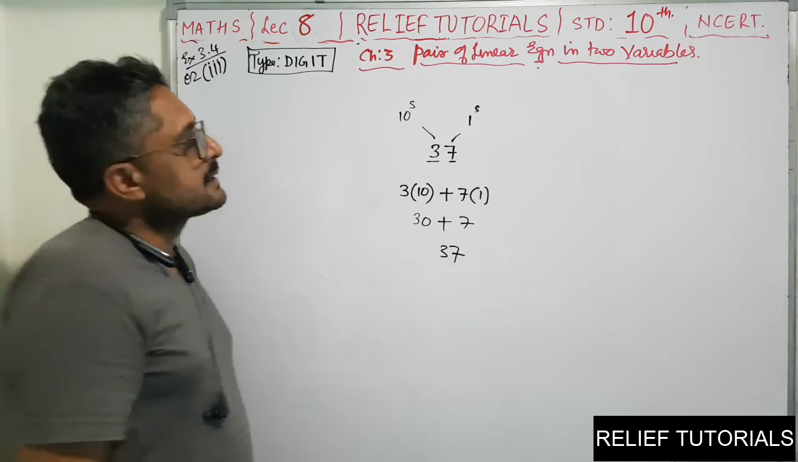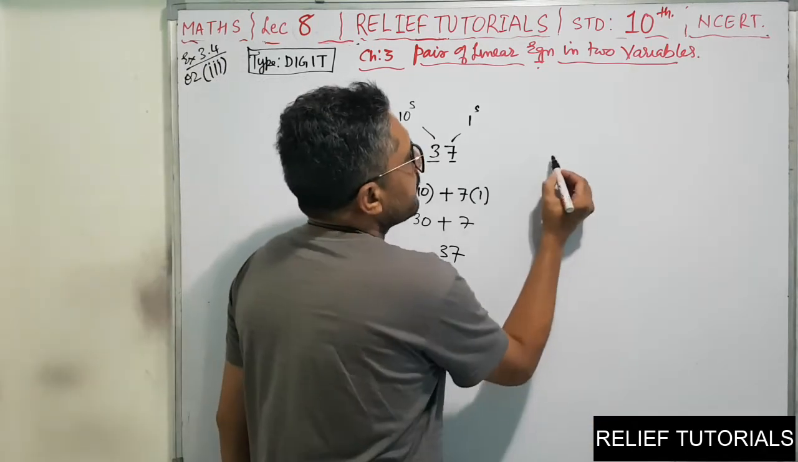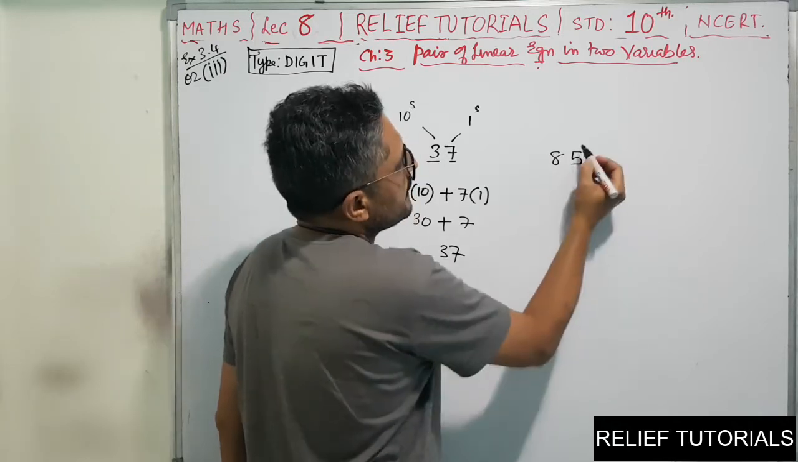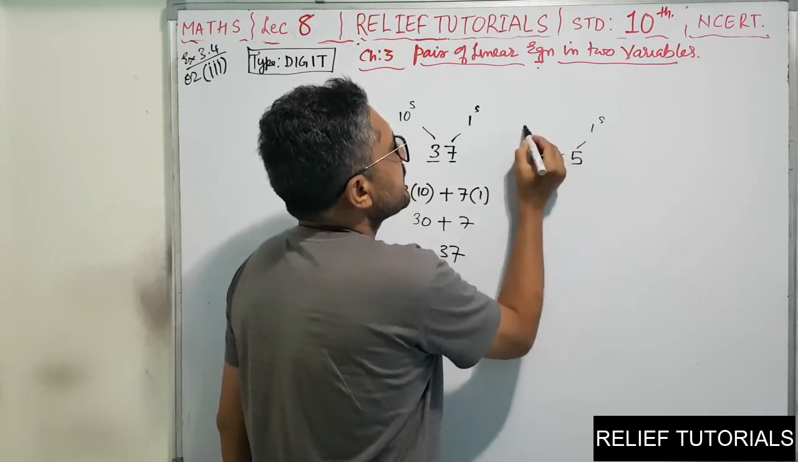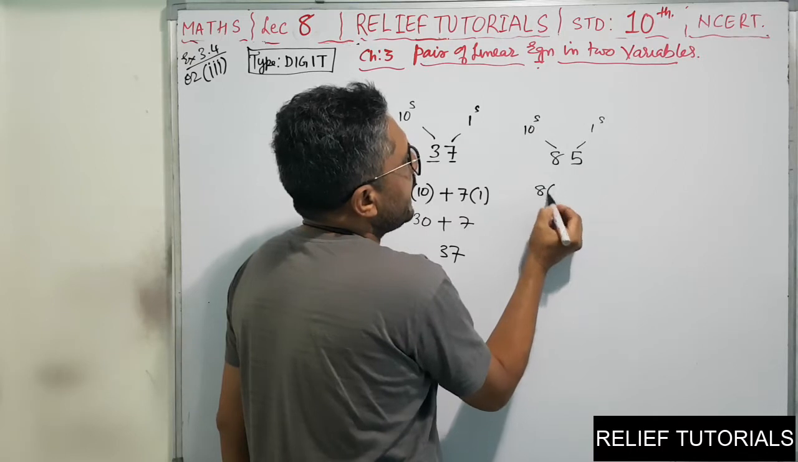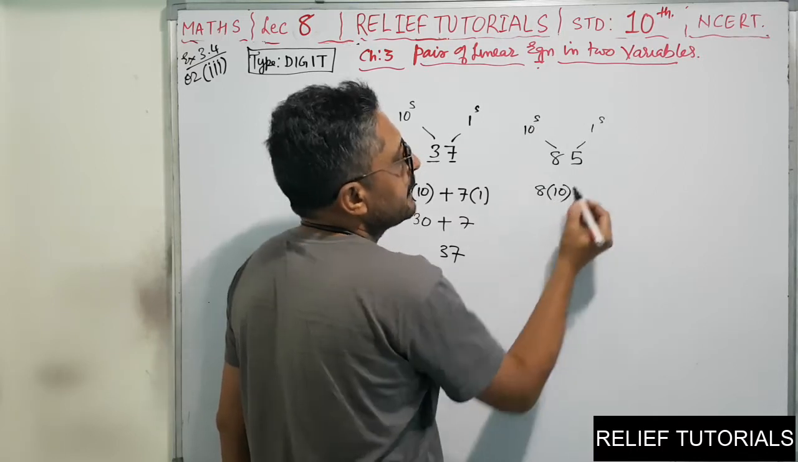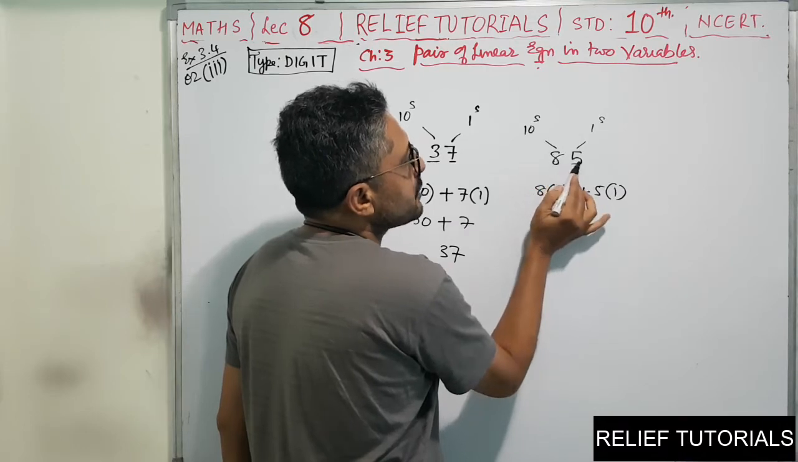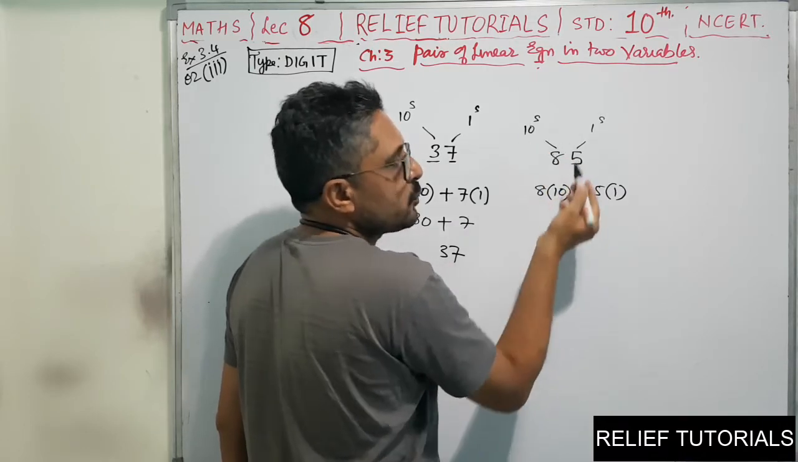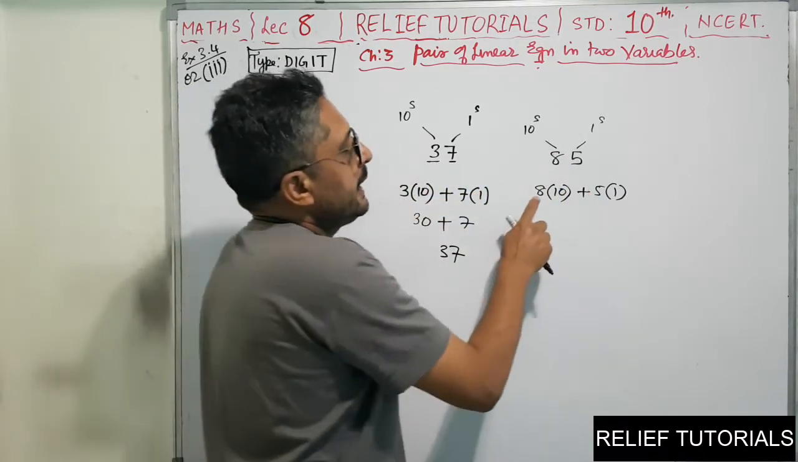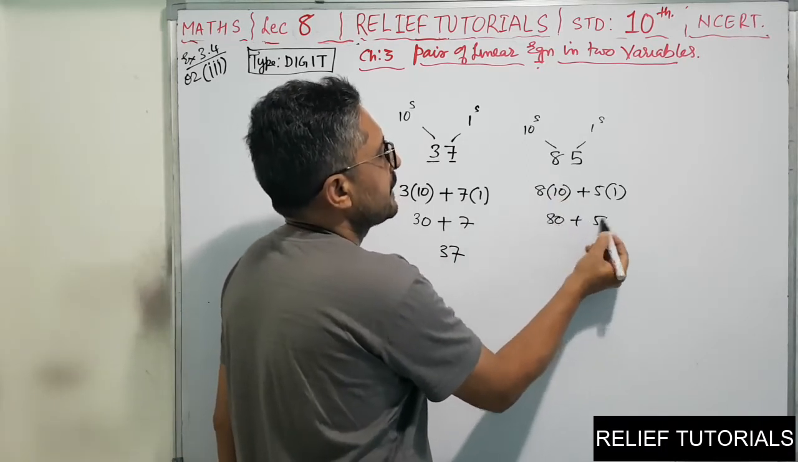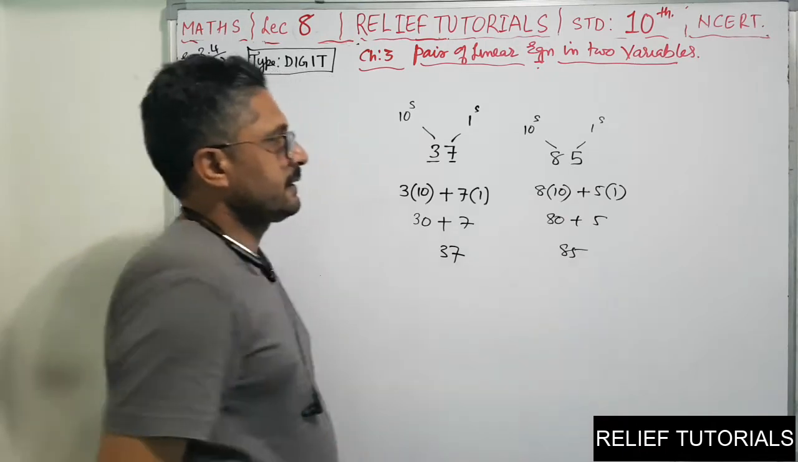Have you got it? So you take any other number now. Okay, 85. So what you used to do? See, this is the ones place. This is the tens place. 8 into 10, 80. So plus 5 into 1. So we are multiplying these two digits with its place to obtain the number. 8 into 10, 80, plus 5. See, 80 plus 5. So that is 85.